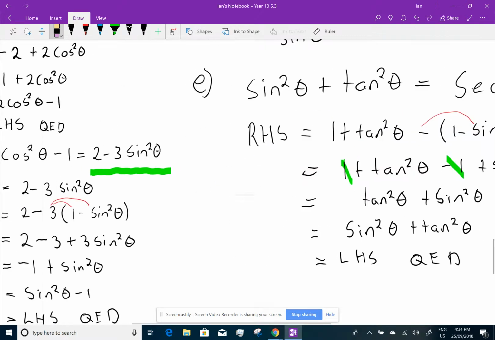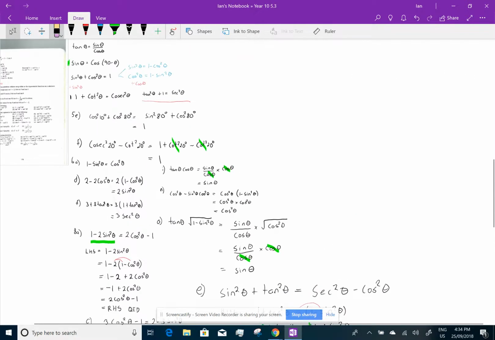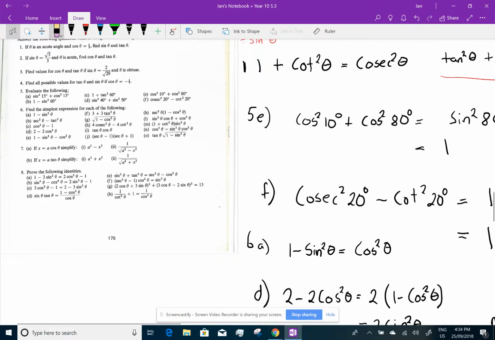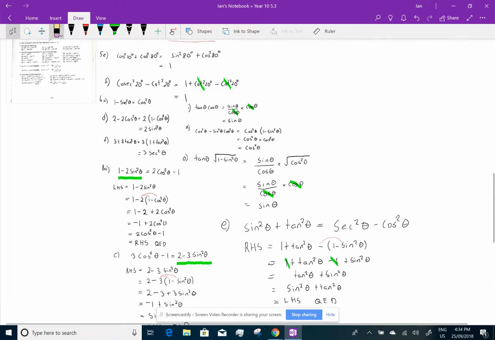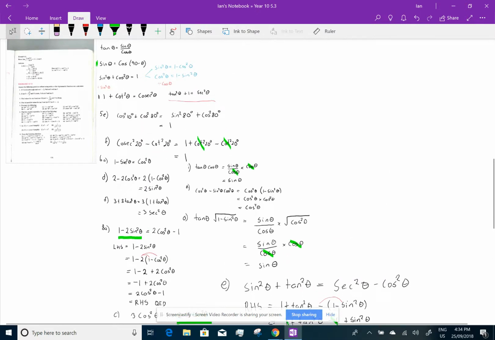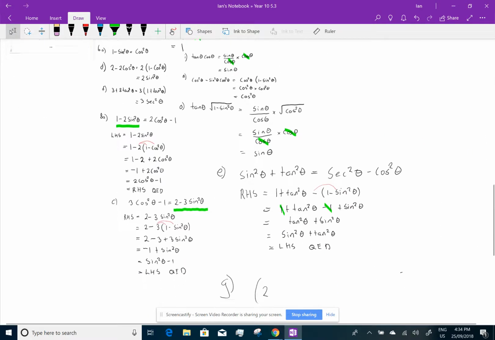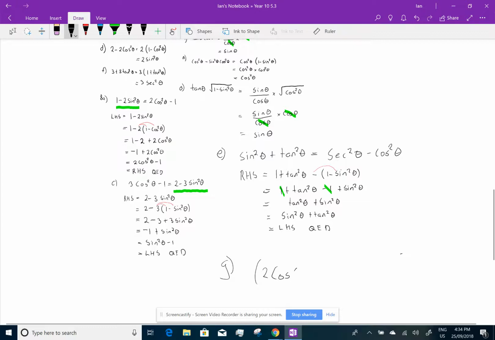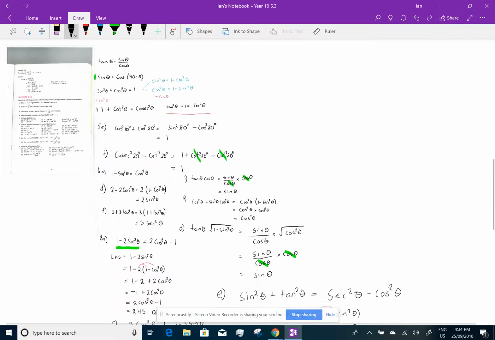All right, so ACE, what else have I got to do? ACEG. I might do G and H just to finish. And if you feel confident, go and have a go at these and then come back. So I've got 2 cos theta plus 3 sine theta all squared. So this is G. 2 cos theta plus 3 sine theta all squared. What does it equal?